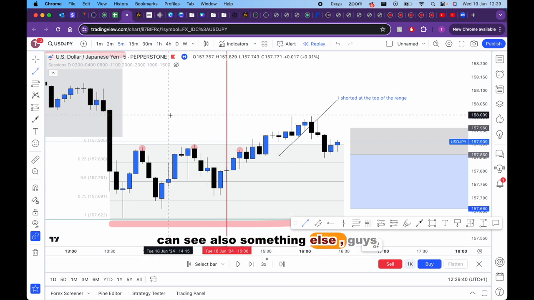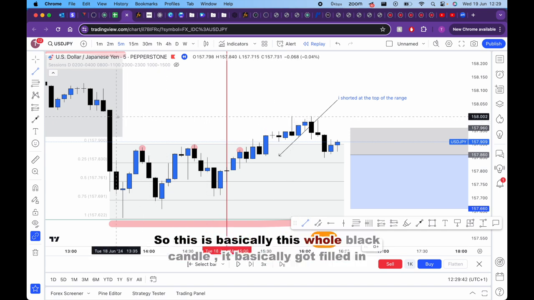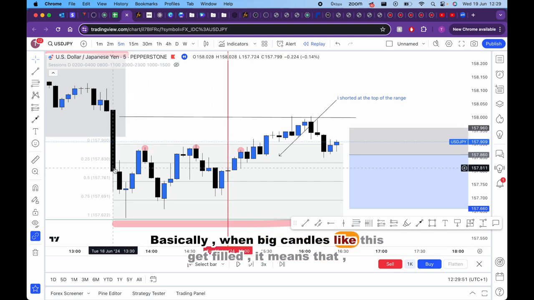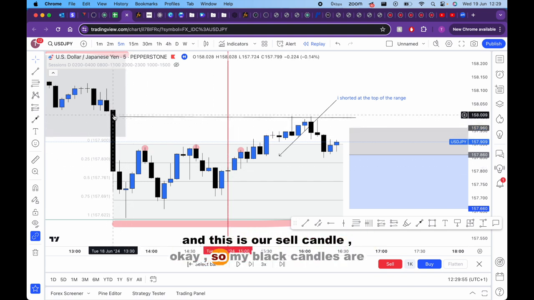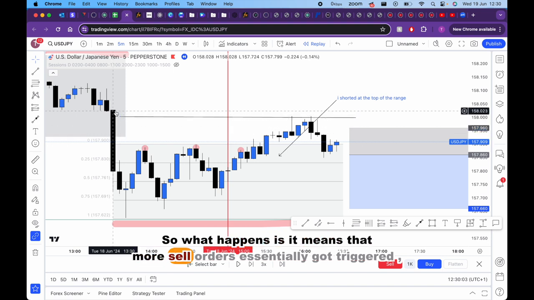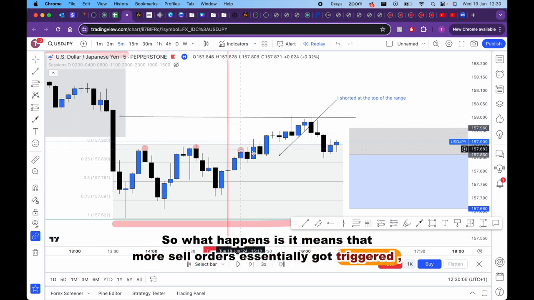And you can see also something else, guys. This whole black candle basically got filled in a way. And what does that mean? Basically, when big candles like this get filled, it means that, and this is a sell candle, okay, my black candles are basically red candles for you if you have the default settings on your TradingView. So what happens is it means that more sell orders essentially got triggered, okay?